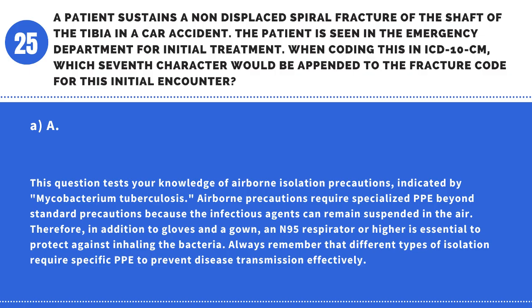Answer: A. This question tests your application of the seventh character for injury codes in ICD-10. For the initial encounter for an injury, meaning the patient is receiving active treatment for the condition, the seventh character A is used. Subsequent encounters, D, are for routine healing and follow-up after active treatment, and sequelae are for late effects of the injury. Since the patient is in the emergency department receiving initial treatment, A is the correct seventh character. The seventh character A always signifies the very first time the patient is seen for active treatment of the injury.